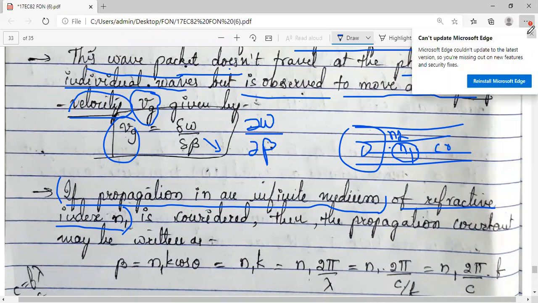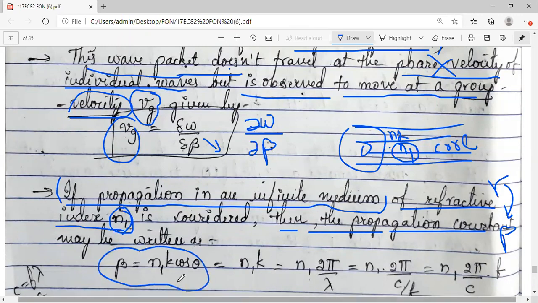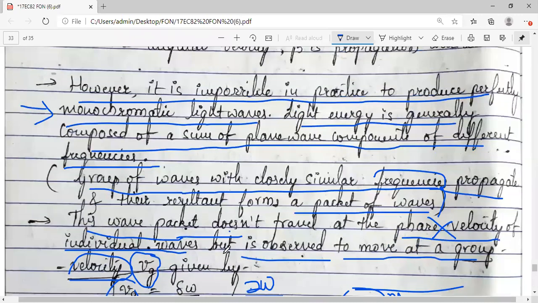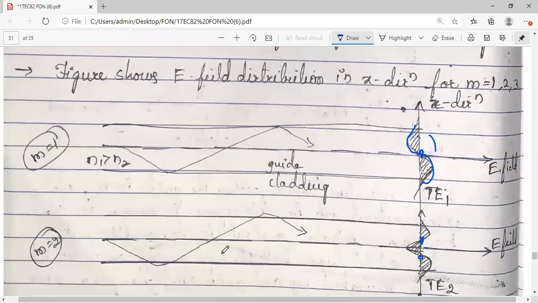So whenever we consider the propagation of a light wave inside this core material, which has the refractive index n1, then the propagation constant, I'm talking about beta, in general it is gamma, but here specifically I'm talking about beta because we won't be going for attenuation. So the propagation constant we can write as beta is equal to n1k cos theta. From where did we get this n1k cos theta? Again, referring to the previous discussion, let's go back.